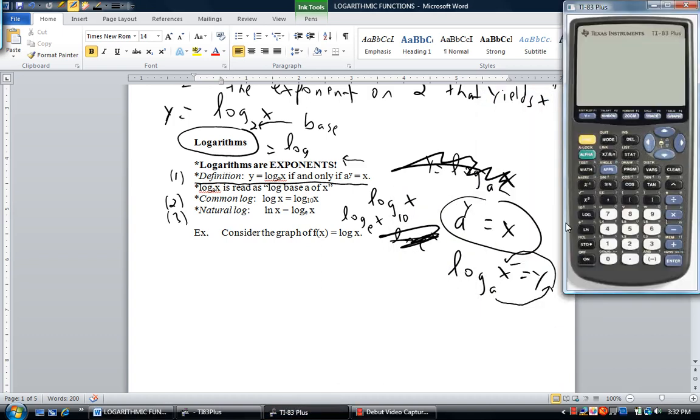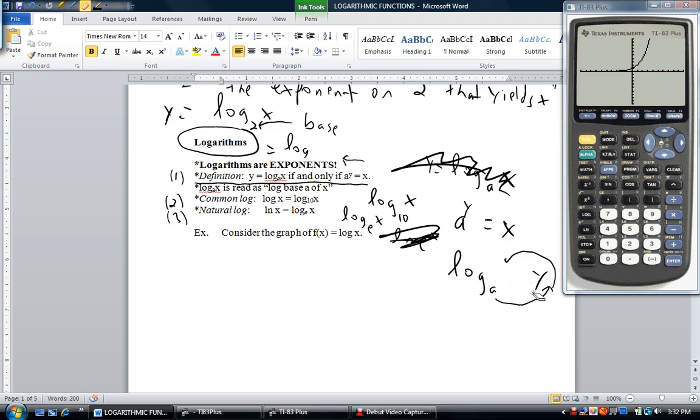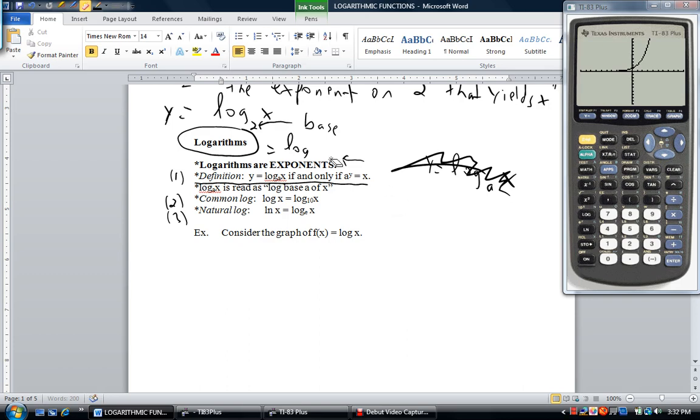And another thing to keep in mind is log and ln are on your calculator. If you look above the log key, you'll see 10. If you look above the ln, you'll see e. That's kind of another way to remember what the bases are. So now what we're going to do, we are going to graph log base 10, and actually it will represent most logs no matter what the base is.